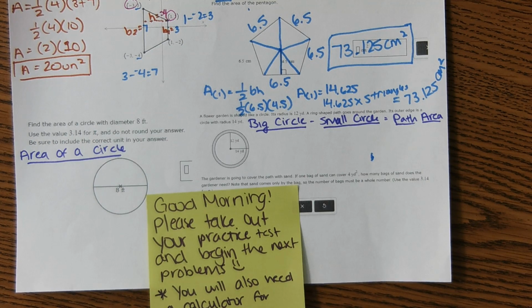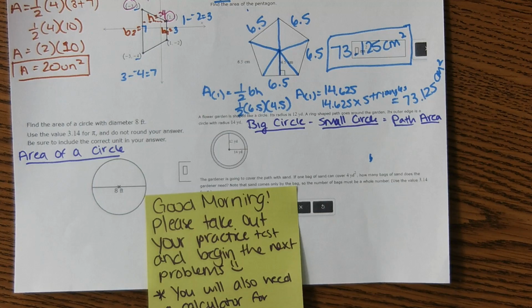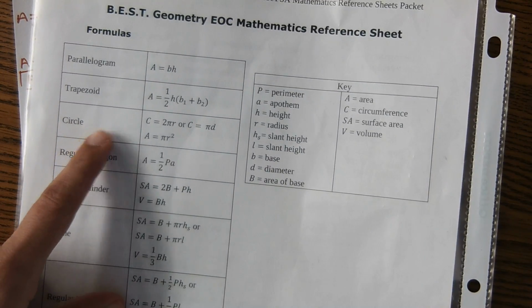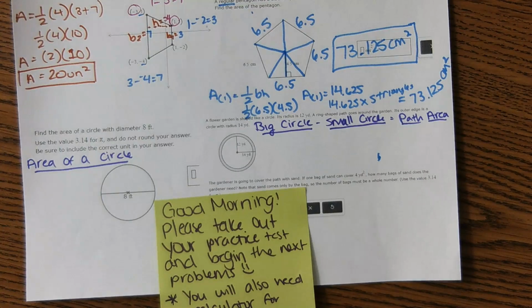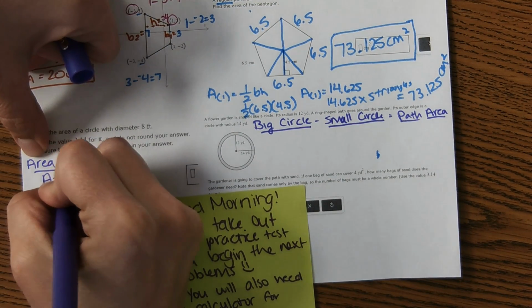Okay, so starting with area of a circle, right here, we need the equation for that. The equation is on the reference sheet if you don't have it memorized or if you forget. So circle is area equals pi r squared. So we're going to write that down. Area equals pi r squared.